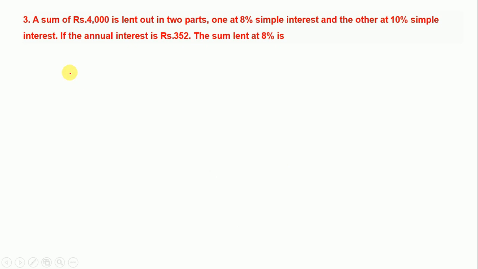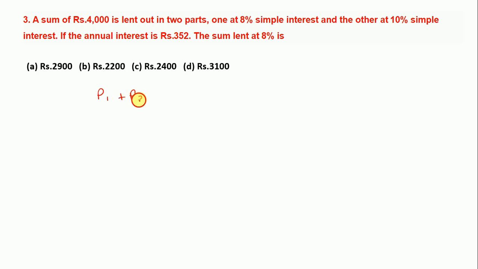Now question third. A sum of 4000 is lent out in two parts. One at 8% simple interest and other at 10% simple interest. If annual interest is rupees 352, sum lent at 8% is? So your options are here, and total principal amount is 4000. So P1 plus P2 is equal to 4000. But now what are P1 and P2? So P1 is the principal amount that has been lent at 8%, and P2 is the principal amount that has been lent at 10%.